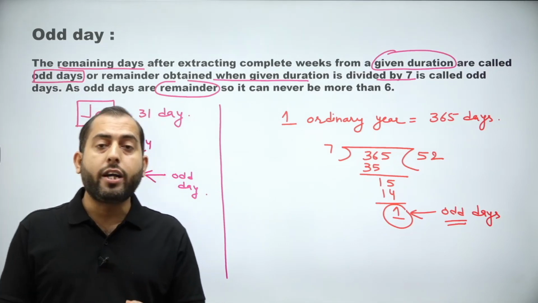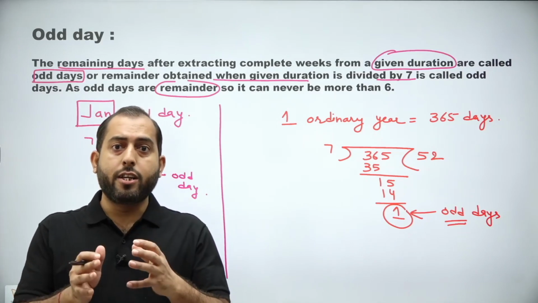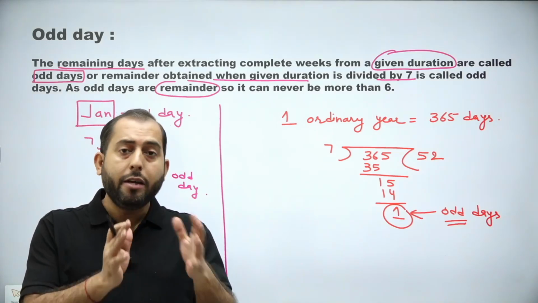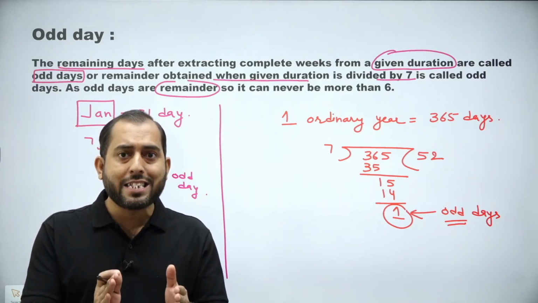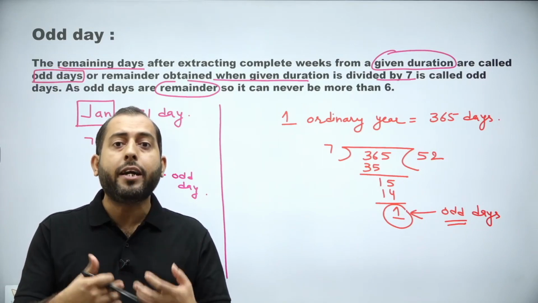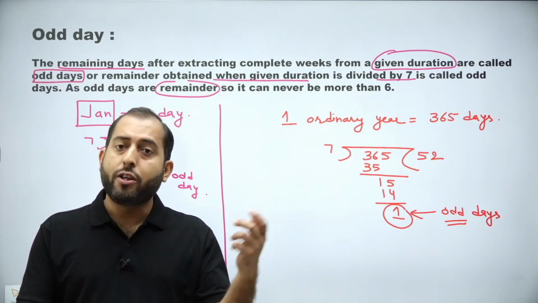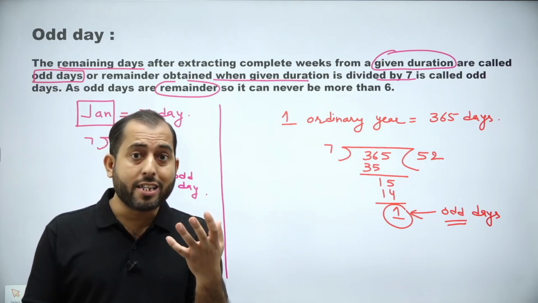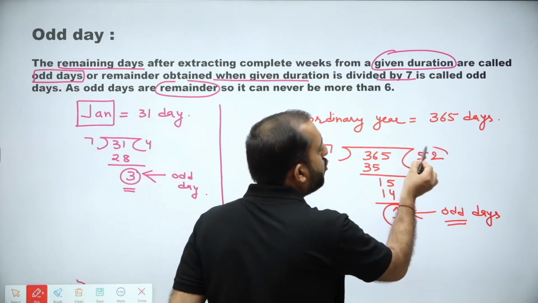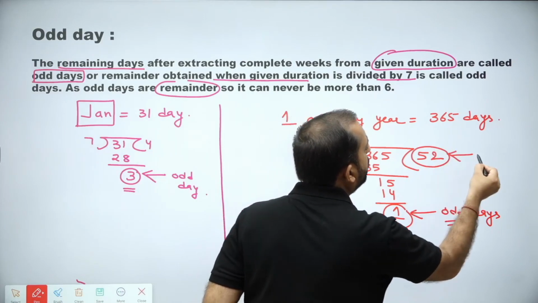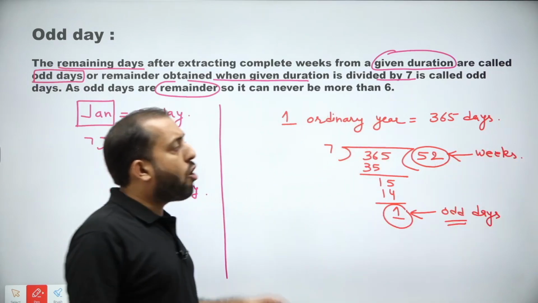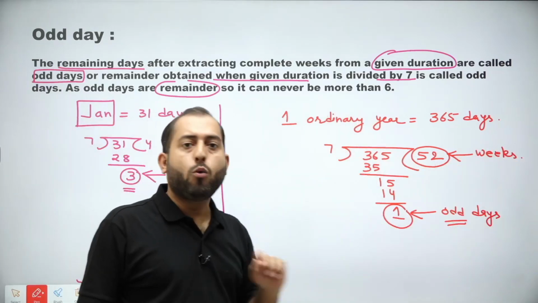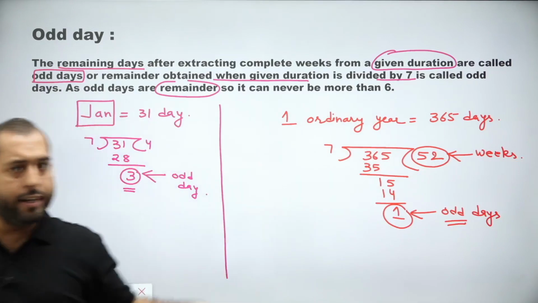Similarly, if you calculate the number of odd days in case of a leap year, in a leap year there are 366 days. If you divide 366 by 7, in that case the remainder obtained will be 2. So in case of a leap year, number of odd days are 2. And this 52 will give you the count of total weeks. So in an ordinary year, total weeks are 52. Okay, please write it down.